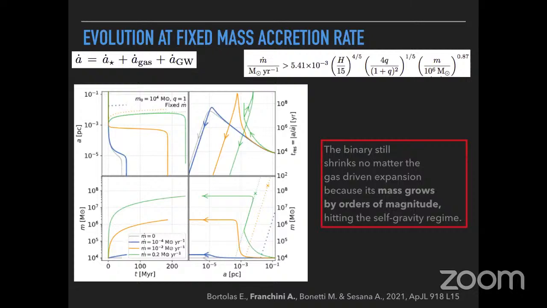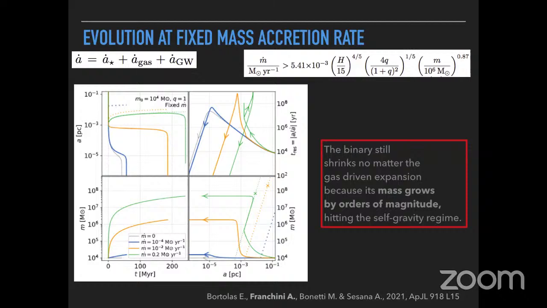Okay, so now this is the result that we obtain by fixing m dot. So you can see here the m dot values that we took: 0, 10 to the minus 4 solar masses per year, 10 to the minus 2, and 0.2. We started with a binary with 10 to the 4 solar masses, and we assume equal mass binaries just as a simplification, because if the binary has an unequal mass ratio, then it will quickly grow towards equal mass.